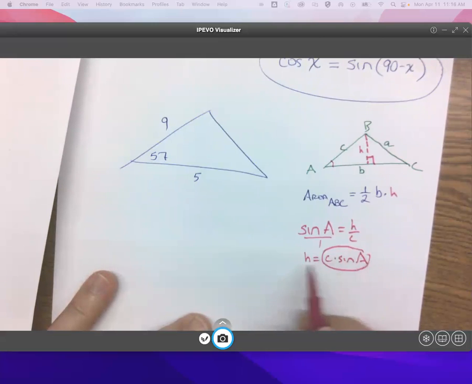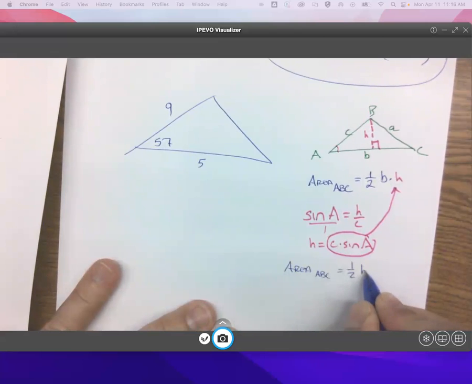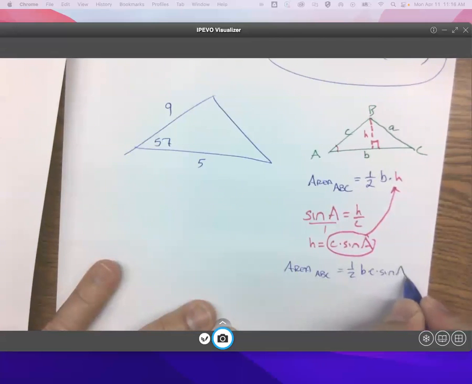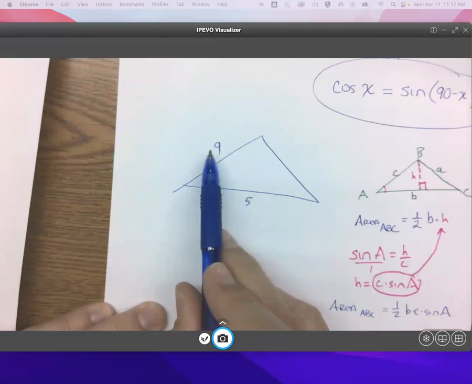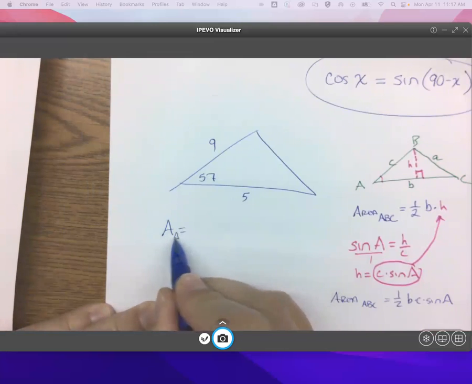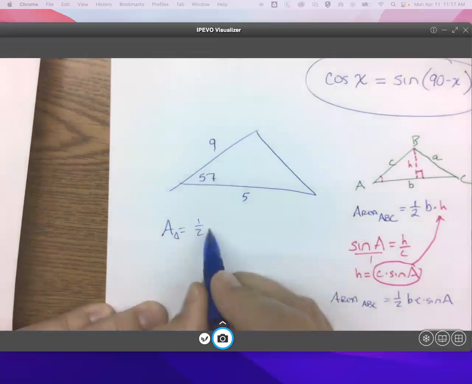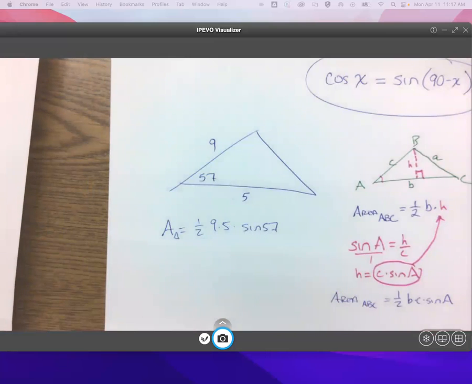If I take that, which is equal to H, and plug it in up here, I get a formula that says the area of a triangle ABC is equal to 1/2 B times C times sine of A. In other words, it doesn't matter which letters are labeled which, but if you're in this position, side angle side, where it's trapped in between, then the area of the triangle would be 1/2 9 times 5 times the sine of 57. And you can just plug that into a calculator and crank that out.